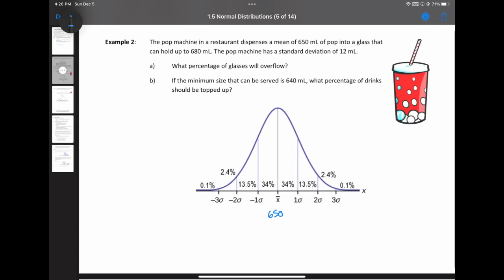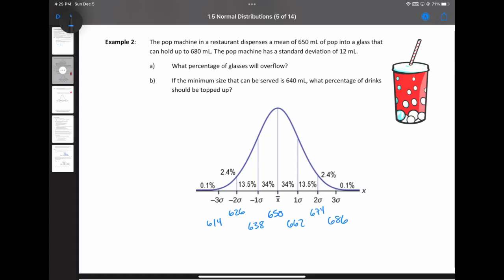So I'm going to stagger these numbers just a little bit so that it's a little easier to see. But if I go up by 12s, that's going to take me to 662, 674, and 686. And by the time we're 3 standard deviations above the mean, only 1 in 1,000 cups is going to have more than 686 milliliters of pop in it. And similarly, going down, we'll subtract off 12s. That'll give us 638, 626, and 614, if my math is correct, and hopefully it is.